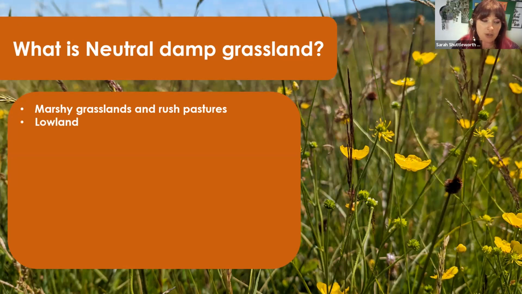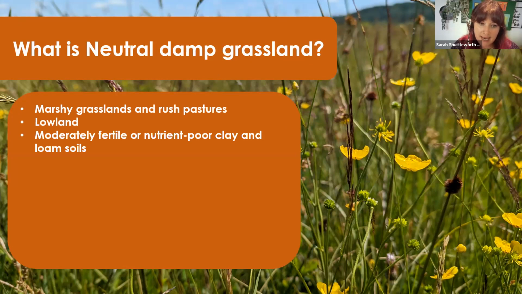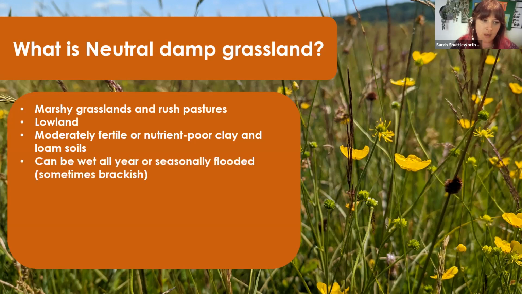It's going to be in the lowland regions, so we're talking about not in the montane or uplands. This is in your lowland, below the 400 meter mark. We'll be looking at mostly moderately fertile soils, but you could also have nutrient poor clays and loams included as well. But it creates quite a lush vegetation essentially. So that's quite important to remember. It can be wet maybe all year round and feel wet underfoot, or maybe it's just seasonally flooded. And sometimes brackish water that floods in can also be included within this category.